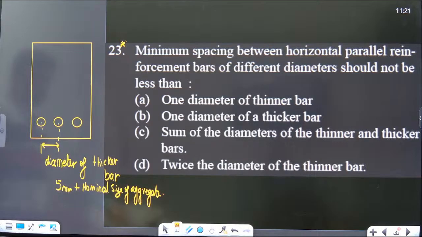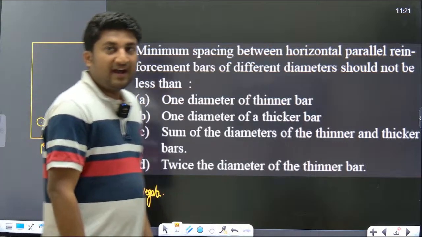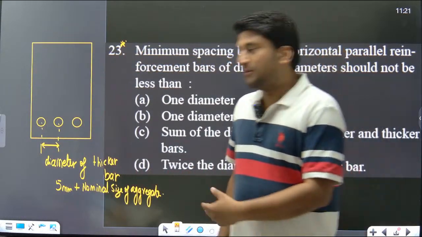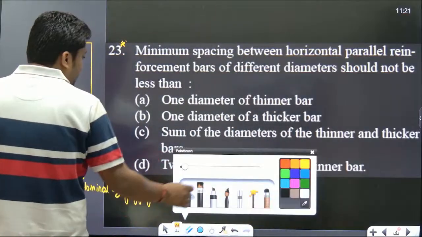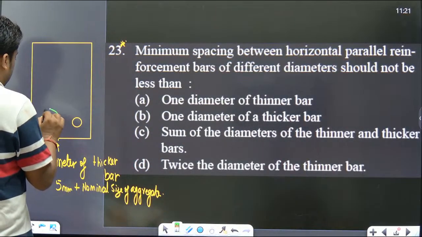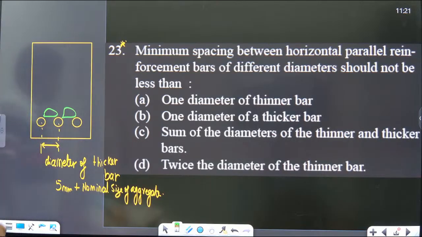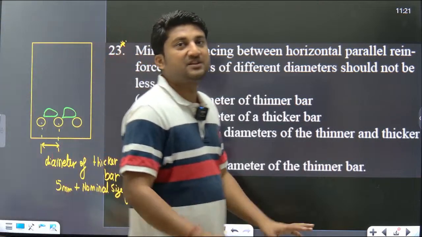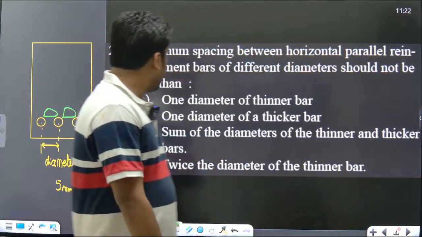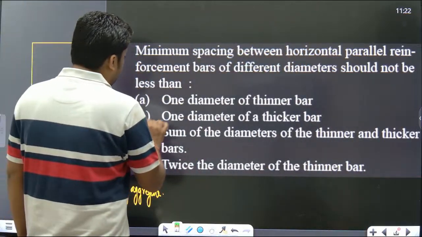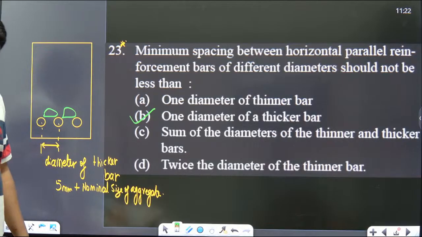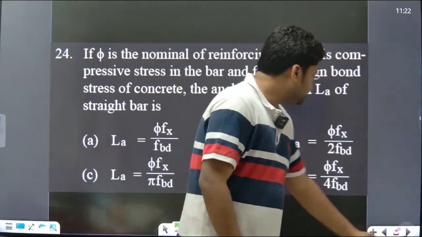You can see why this codal provision is given, why there is a minimum spacing. Whenever you pour the concrete, the aggregate should not get stuck in between the reinforcement. That is why there should be a clear spacing. Understood everyone? Otherwise, if the spacing is very less, the aggregate in the concrete will get stuck in this space. So what will be the correct answer? One diameter of thinner bar? No, the correct answer is one diameter of thicker bar. Understood everyone? Now moving ahead with the next question.